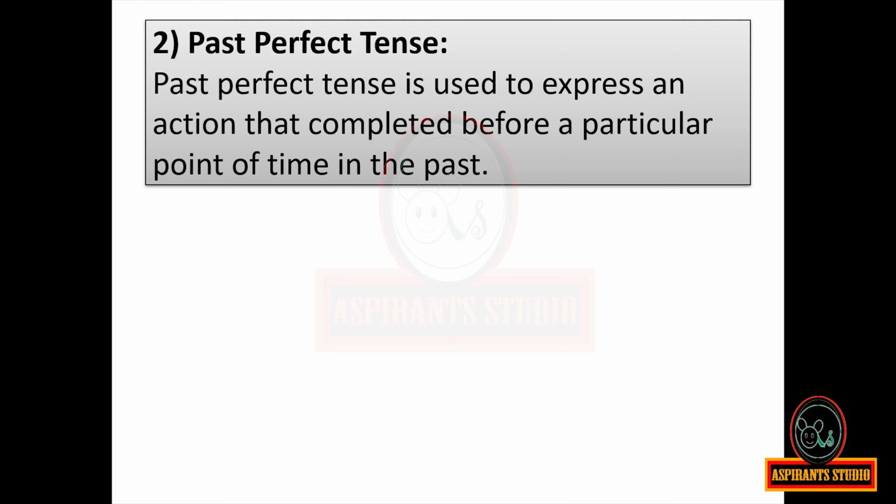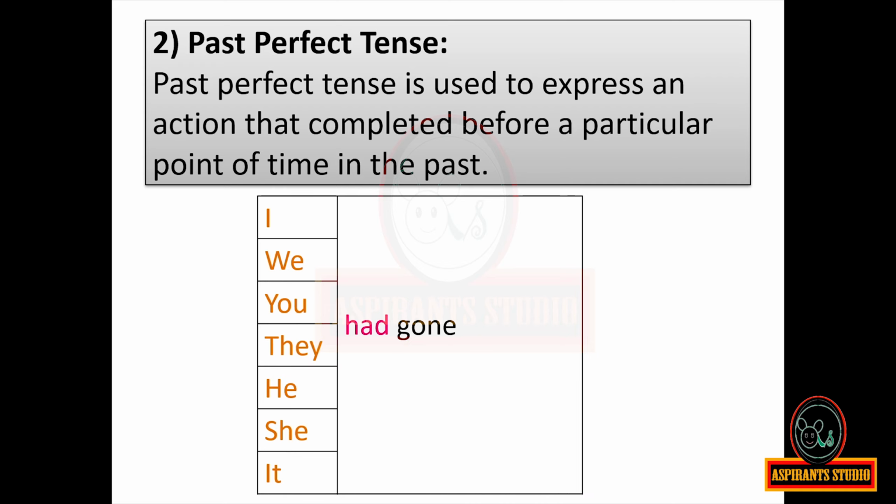Past perfect tense. Past perfect tense is used to express an action that was completed before a particular point of time in the past. For all subjects, I, we, you, they, he, she, it, only had gone will be there. Had is the auxiliary verb and gone is the past participle of the verb.